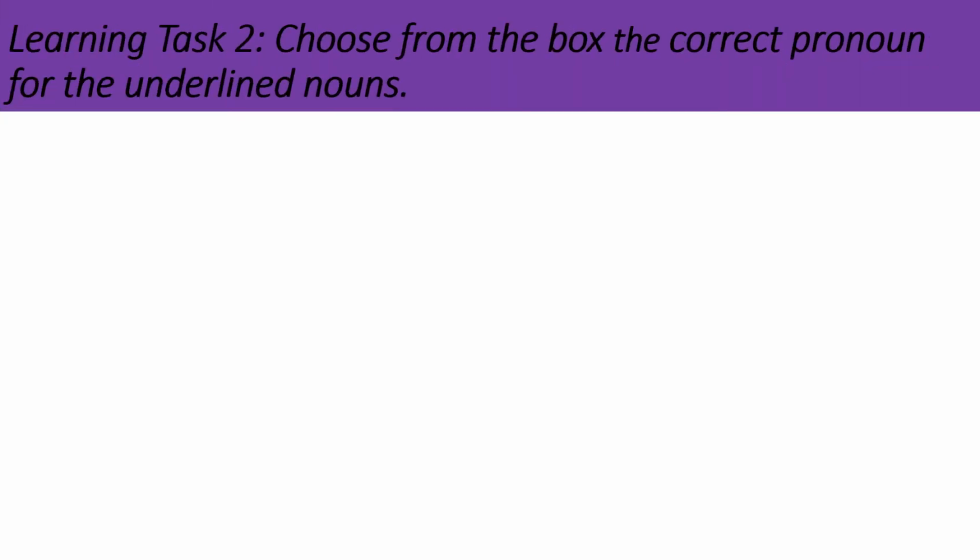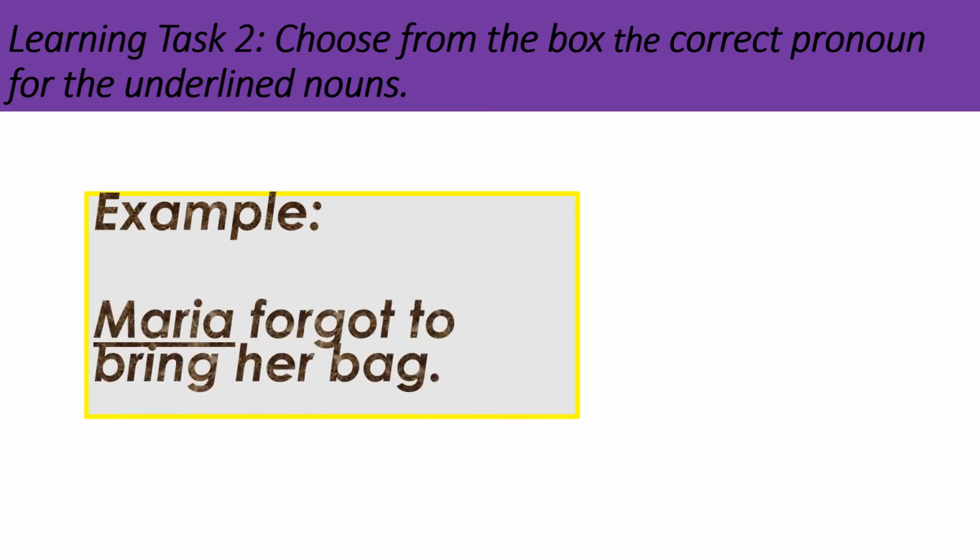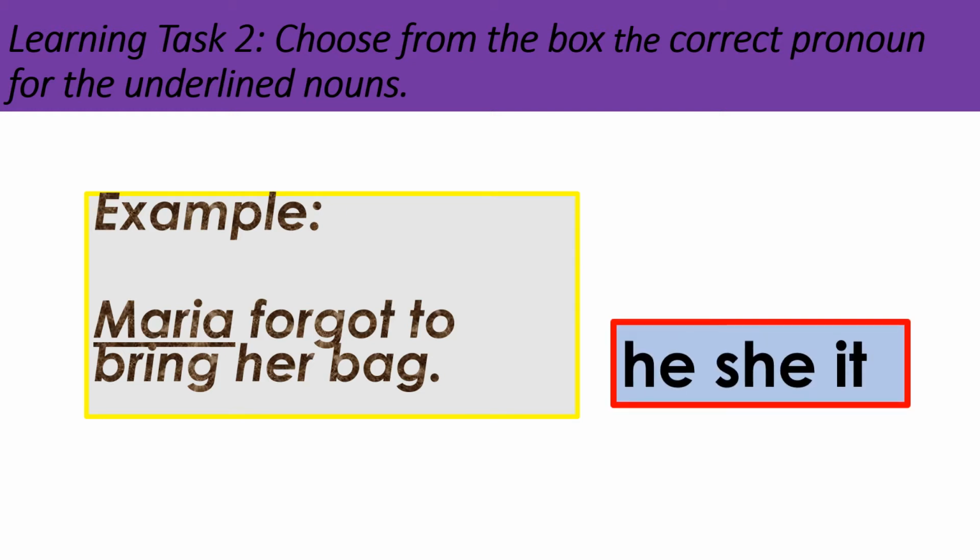Okay, let's proceed to learning task 2. Choose from the box the correct pronoun for the underlined nouns. Example: Maria forgot to bring her bag. What is the noun with underline? You're going to choose here. So Maria is a girl. What are we going to use? Okay, she. Alright, good.